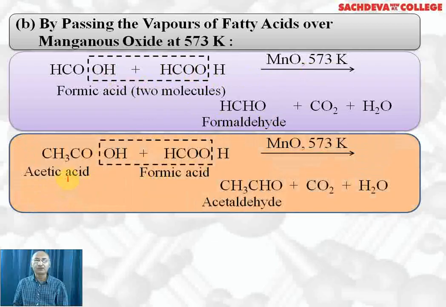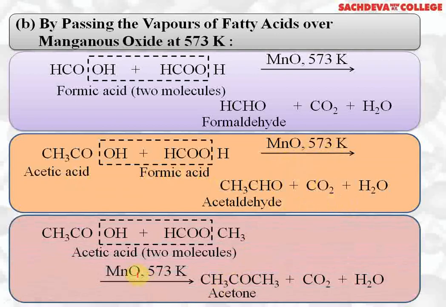If we take 1 mole of acetic acid and 1 mole of formic acid and heat them together with manganese oxide at 573 Kelvin, the product formed is acetaldehyde plus carbon dioxide plus water. And the third possibility is that we are heating 2 moles of acetic acid together. Here water and CO2 will be removed and the product formed will be acetone or 2-propanone.